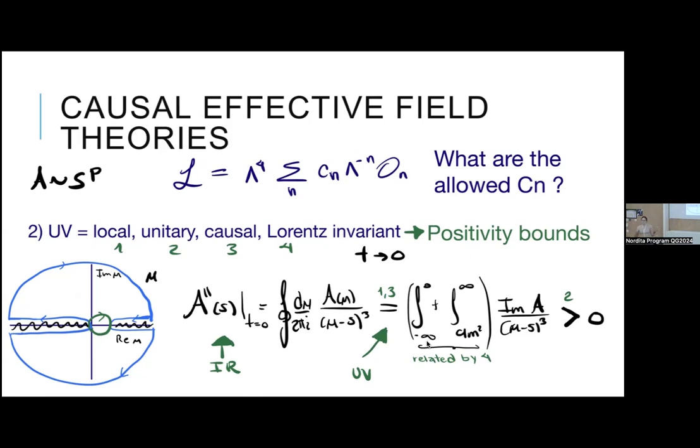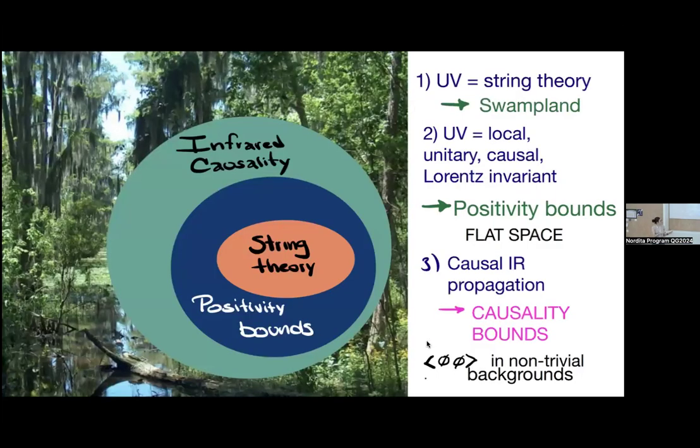But again, we're making several assumptions. We're assuming all of these properties of our UV theory. So what if we want fewer assumptions? This is what I'm going to talk about now. This graph that I'm putting here is not saying that this is where string theory fits in the space of theories, but it represents the amount of assumptions that you have.